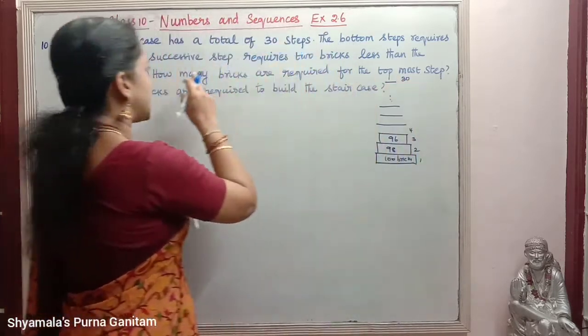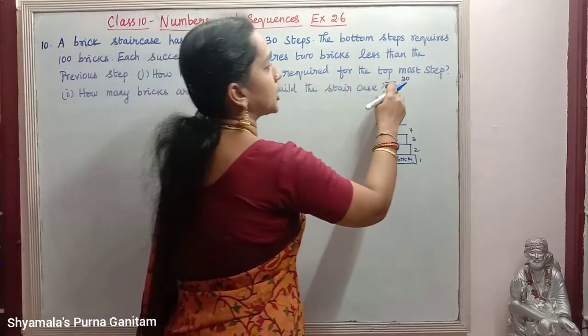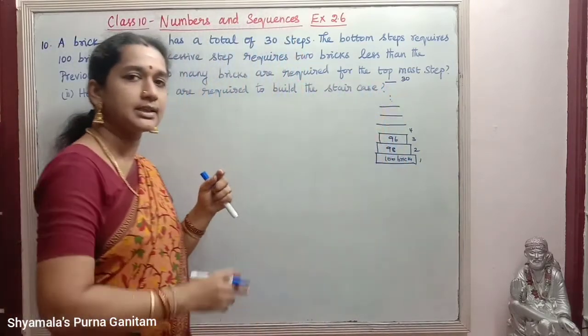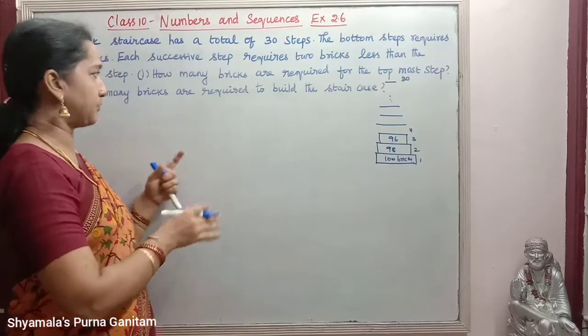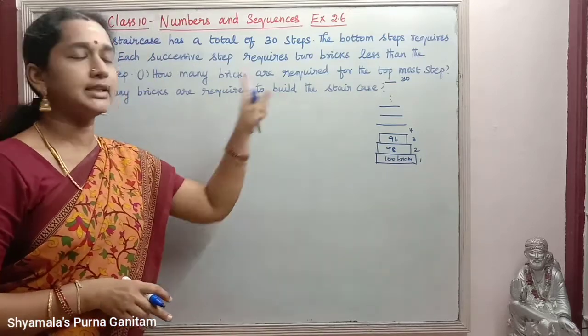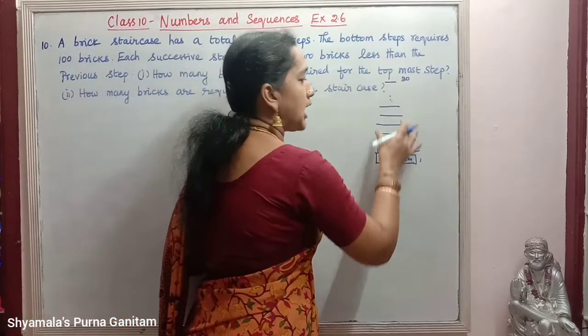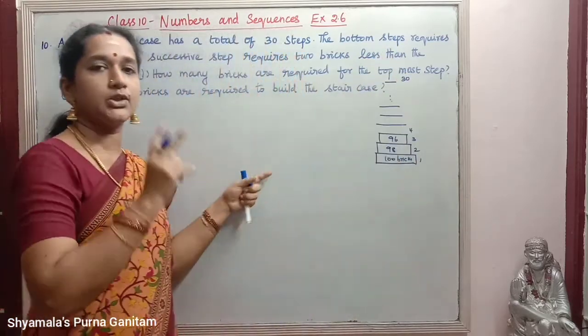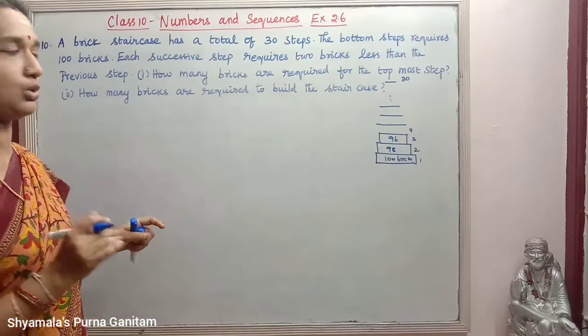So the first question is, how many bricks are required for the topmost step? That is the 30th step. Then, how many bricks are required to build the staircase? So totally how many bricks are required? These are the two things we are asked to find.